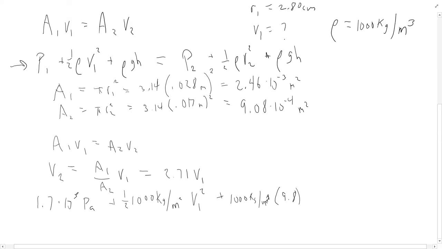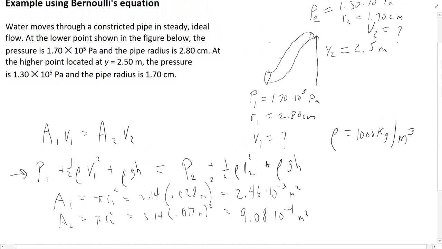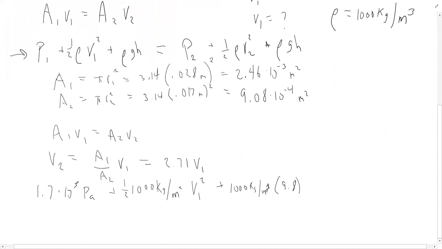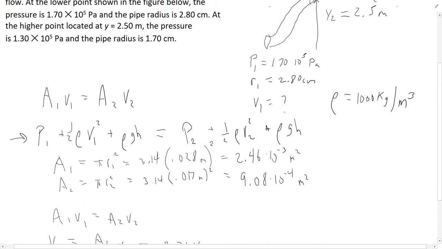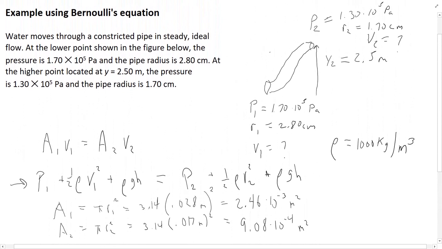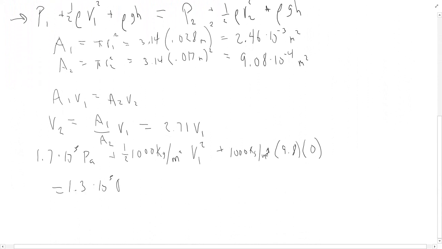H for number 1 was at the bottom, so we'll call that H equals 0. That is equal to, on the other side, P2, which was 1.3 times 10 to the 5 Pascal, plus 1/2 kilograms per cubic meter times V2 squared. Here is where we plug in what we got before for V2. That's 2.71 V1. That is all squared.